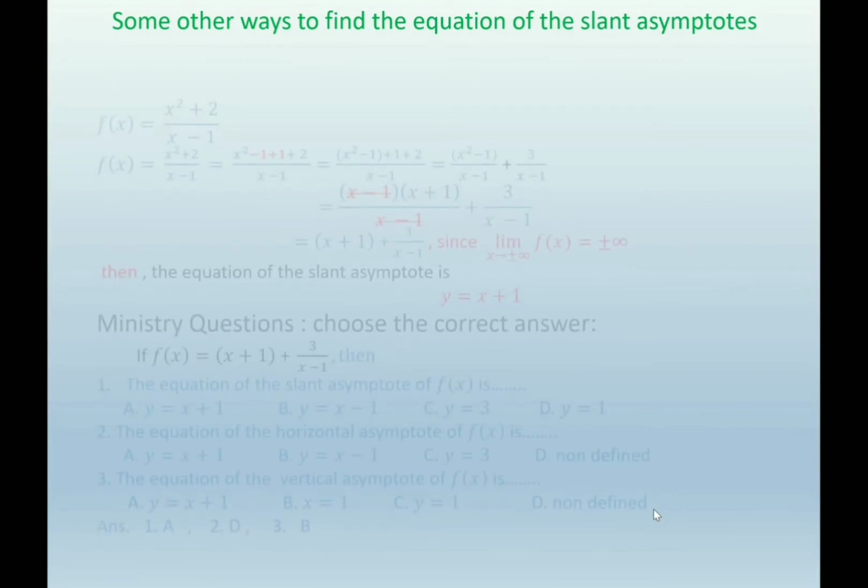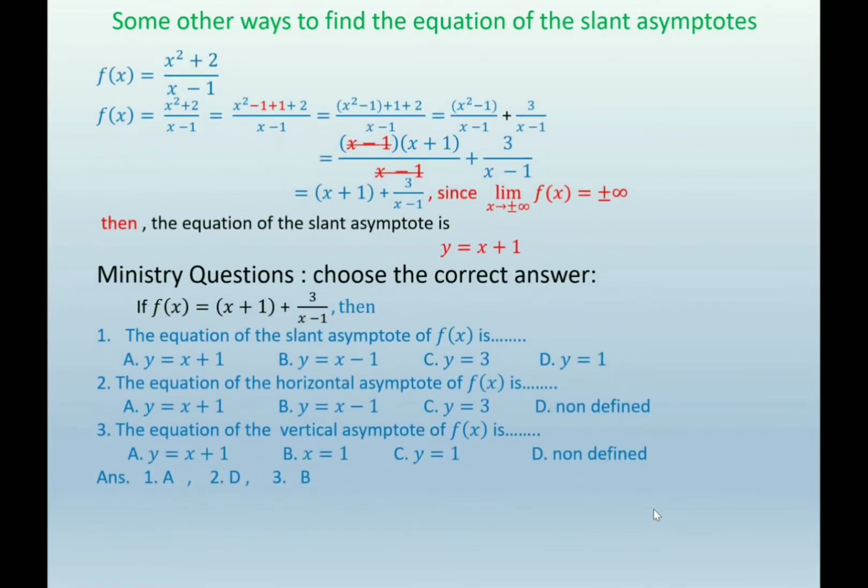Here is another way to find the equation of the slant asymptote, and you can have more. Finally, you can write it as a linear equation. f of x equals x squared plus 2 over x minus 1, the same example that we are dealing with. You can add and subtract 1 to make it similar to that below. But if you subtract, you have to add at the same time to keep the fraction equivalent. It equals x squared minus 1 in a bracket, plus 1, leave it alone with the plus 2 to add it later, over x minus 1.